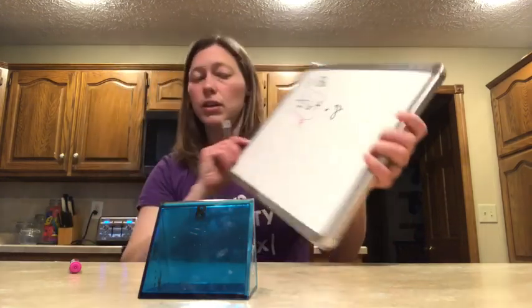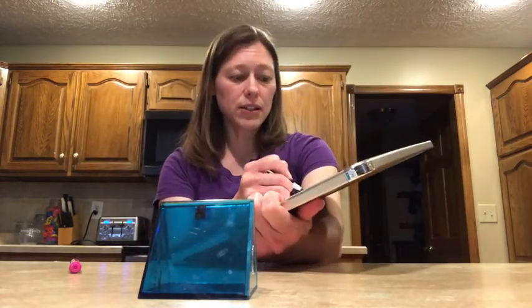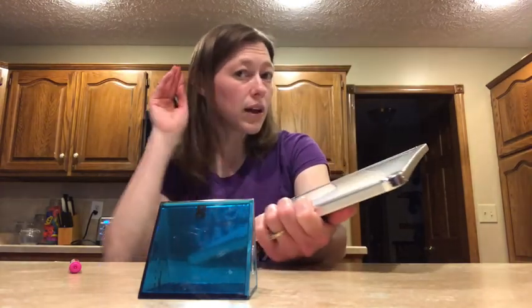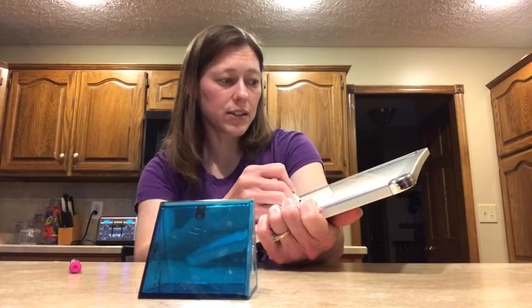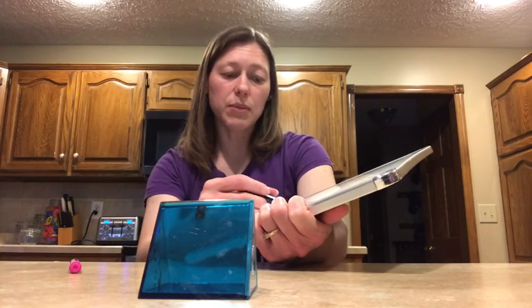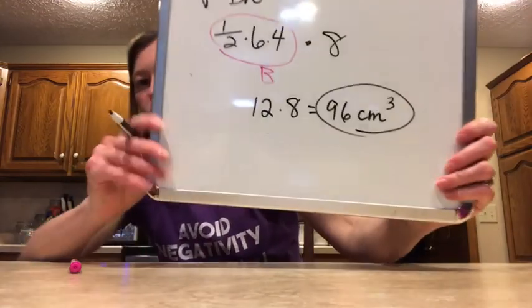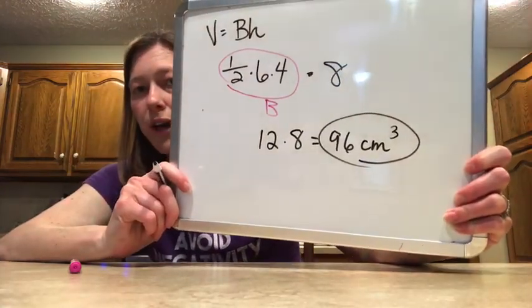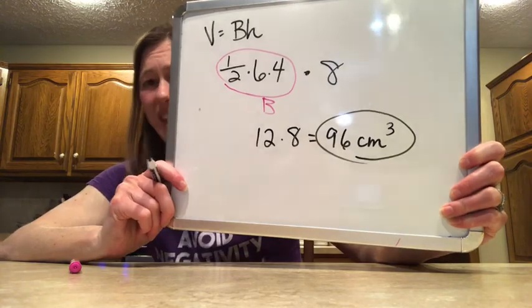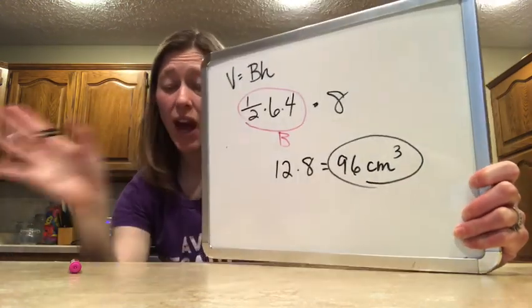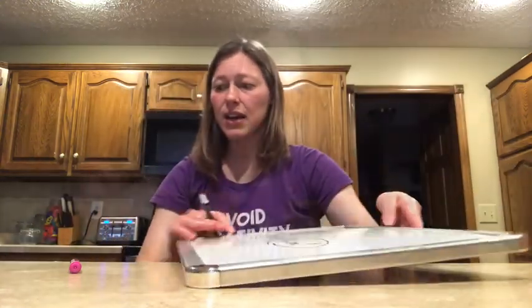And 12 times 8 is... I heard it, 96, good. 96 cubic centimeters. And that is the volume of my triangular prism. And that's it. That's done. You got it. Easy. All right, so next is the cylinder.